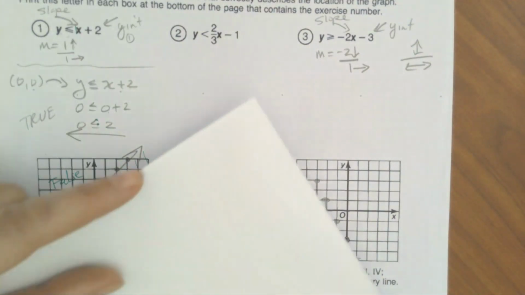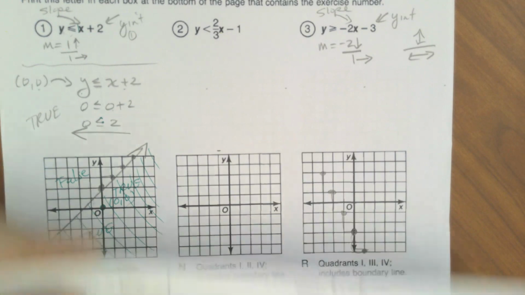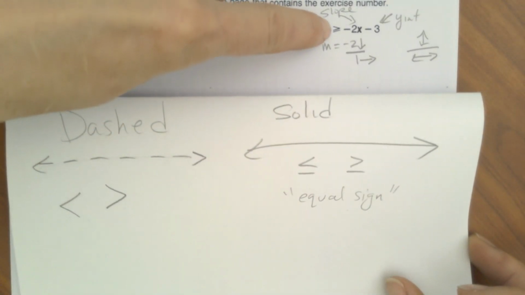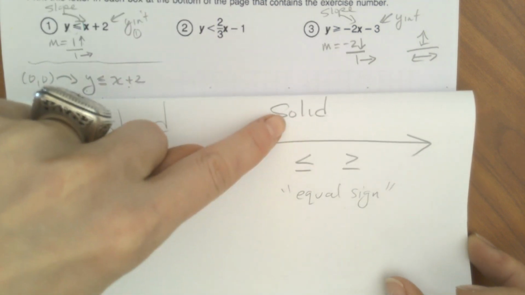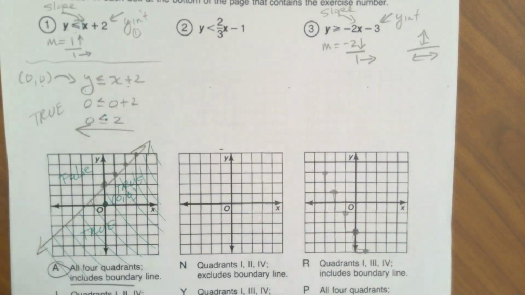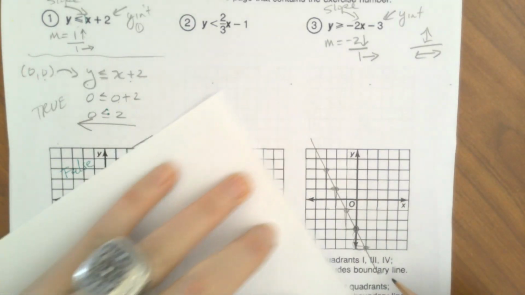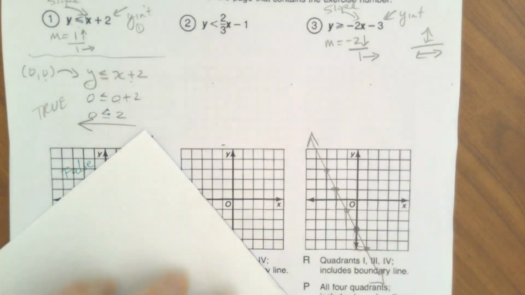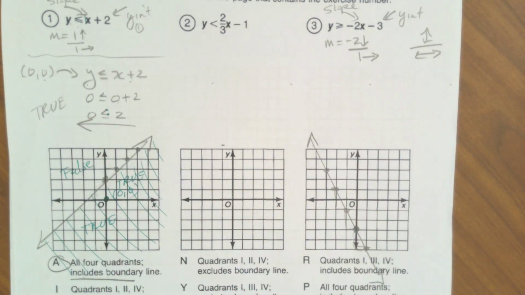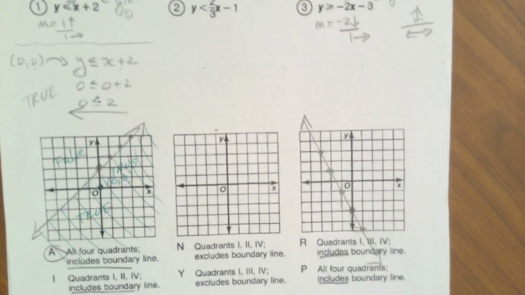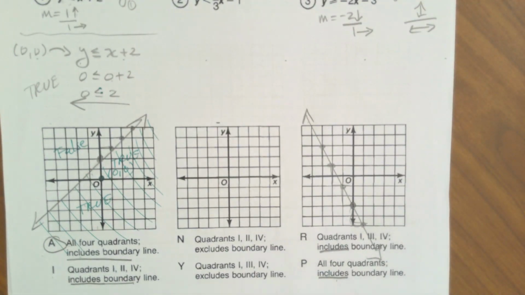Oh, wait. Is it supposed to be dashed or solid? Because it has an equal sign, it has to be solid. So because it's solid, the solution set will include the boundary line. You can see here it says include in both choices. Now we have to decide what side is true and what side is false, what side to color.